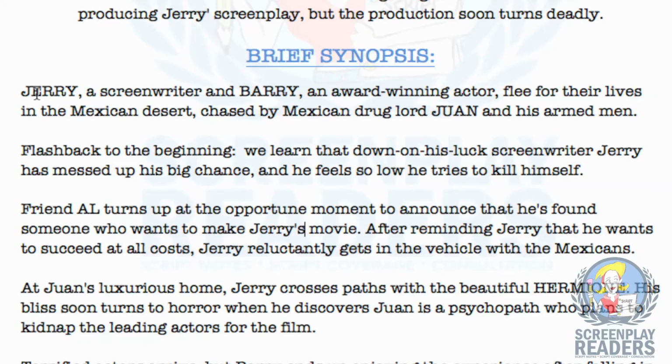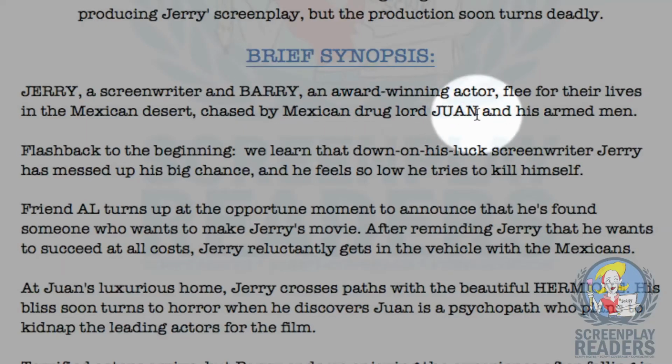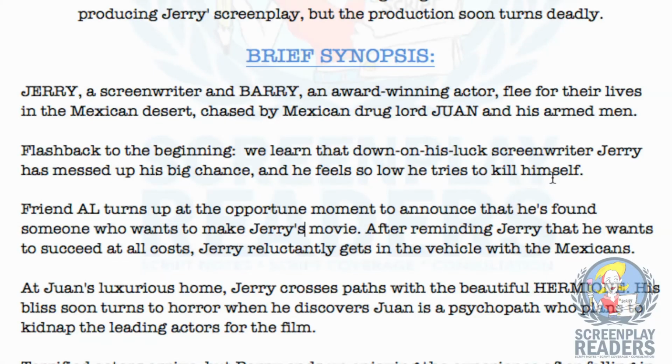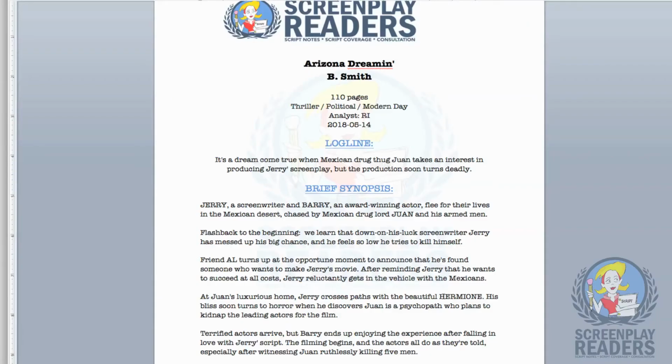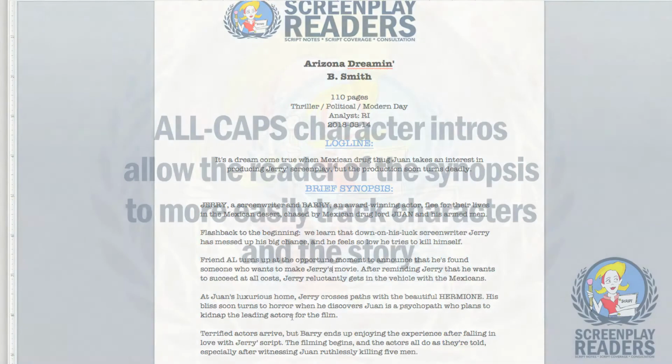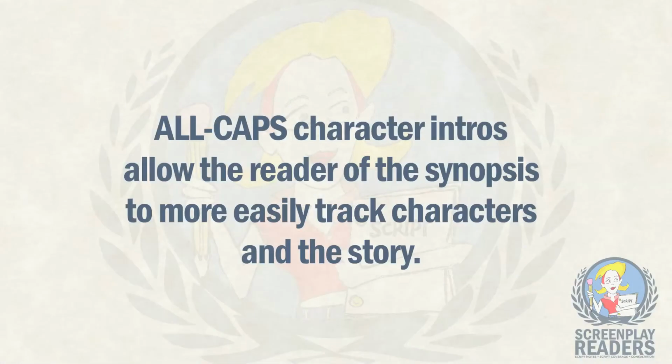So for example, we've got Jerry and Barry and Juan, with their introductions up here. Then we introduce Al here, heads up, new character Al. Then we're mentioning Jerry again, and Jerry and Jerry, and then Juan, and then Jerry there. And here's a new character, Hermione, down on paragraph 4. So that's the idea. You want to use all caps for intros, and then title case for the rest of their mentions throughout the synopsis, in order to draw attention to the main characters and give your reader the opportunity to really lock onto who's important, who they should be tracking.